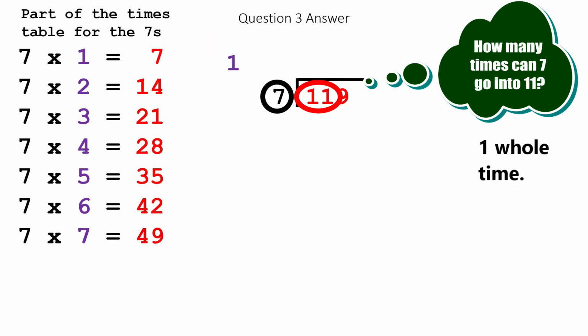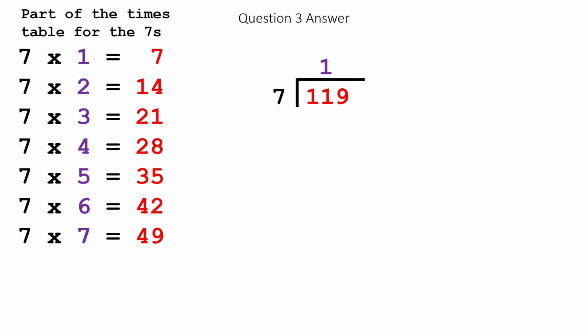We write 1 in the answer space, starting above the second red number 1. We have to write it above the second number 1 rather than the first number 1 because we're dividing 11 by 7. We're not dividing 1 by 7. Next, we multiply our current answer, which is 1, and the divisor, which is 7. We get 7, so we write 7 here. Next, we subtract 7 from 11, and that gives us 4.